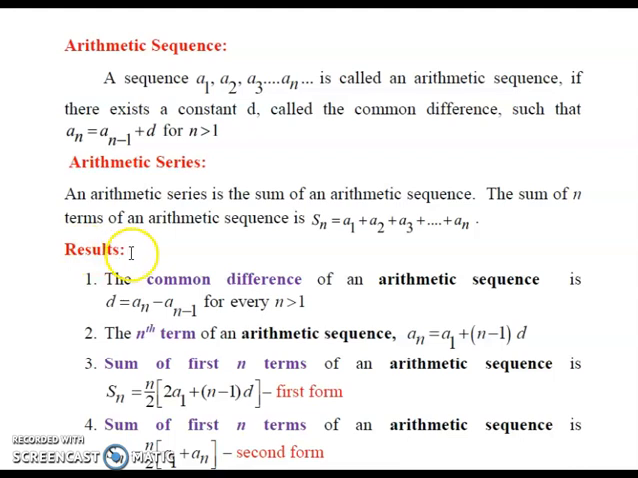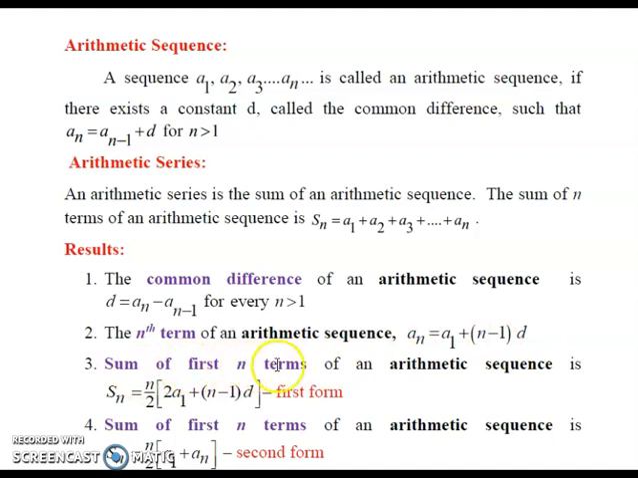Some results on arithmetic sequence. The common difference of an arithmetic sequence is given by d is equal to an minus a(n minus 1) for every n greater than 1. The nth term of the arithmetic sequence is an is equal to a1 plus n minus 1 multiply d. In this, a1 is first term of the arithmetic sequence. d is common difference of the arithmetic sequence.